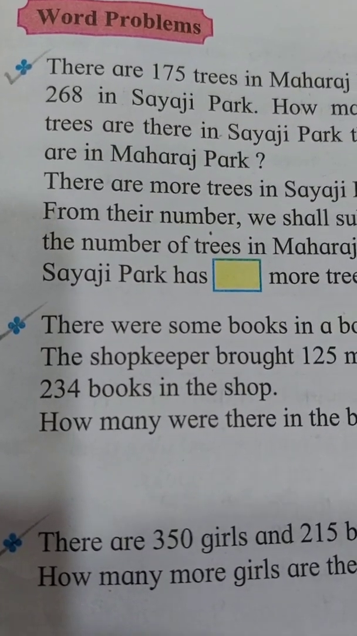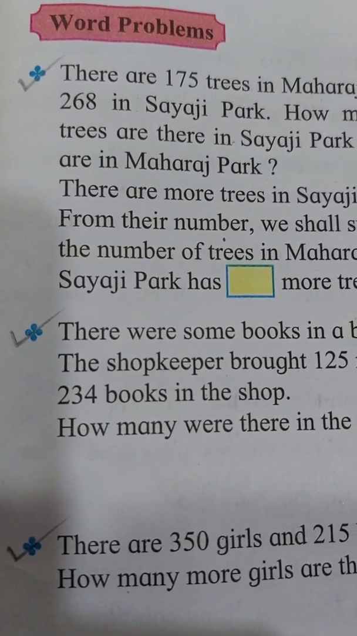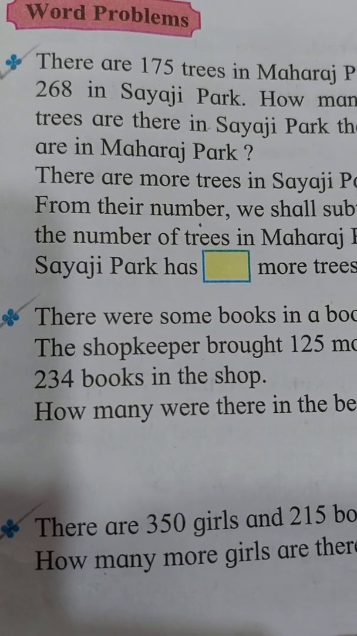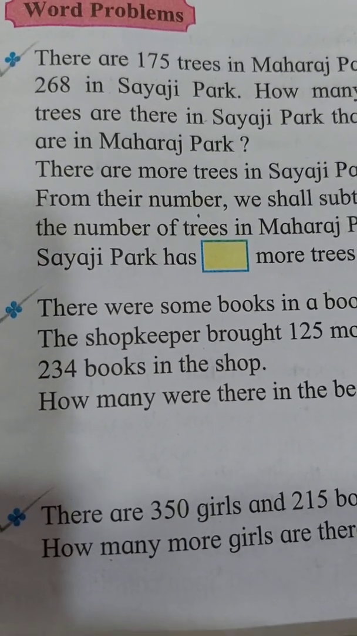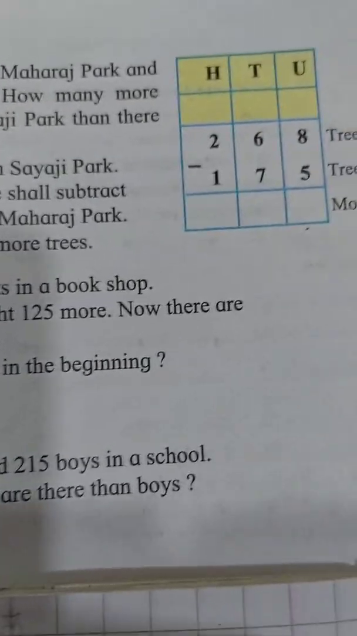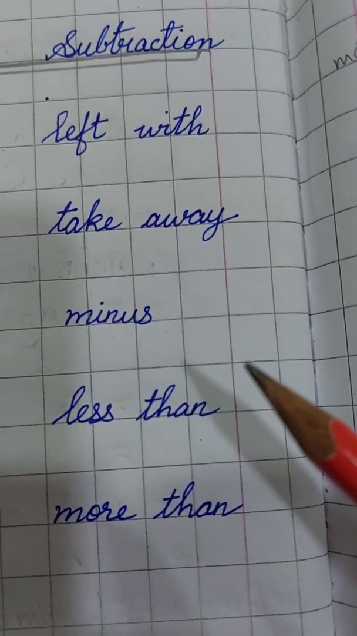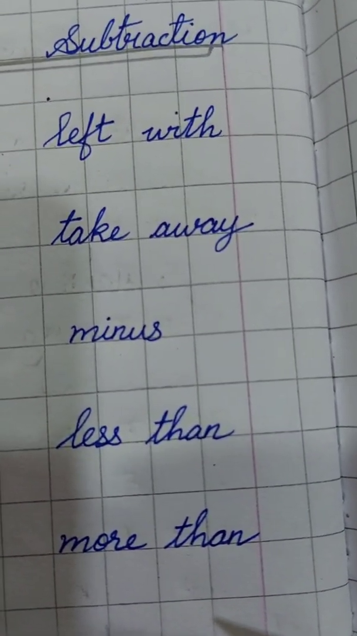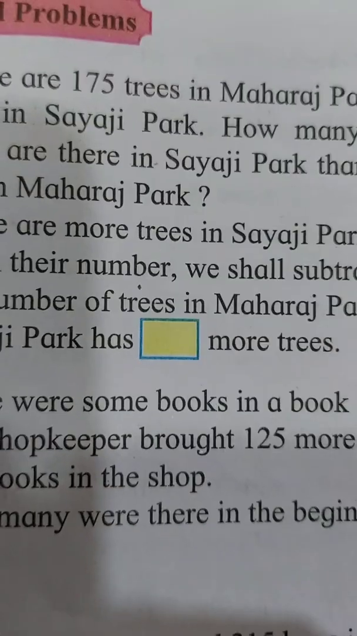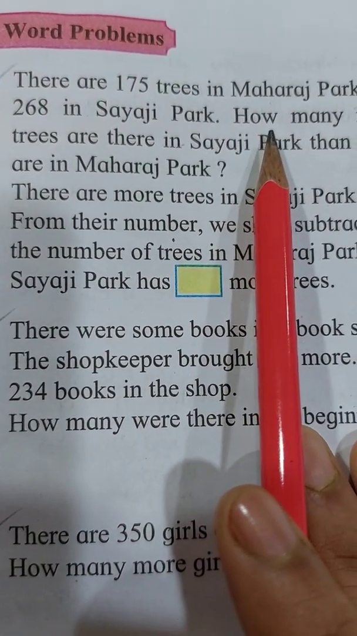Children, do you remember what a word problem means? Yes, it is a mathematical problem described in the form of a story. And there are some steps that we follow to solve a word problem. And what are those steps? Yes, first we have to find out the keyword like left with, take away, minus, less than, more than. These are some of the words that we have to find out in a question. And where will you find it? In the question sentence, that is the last sentence of the word problem given.